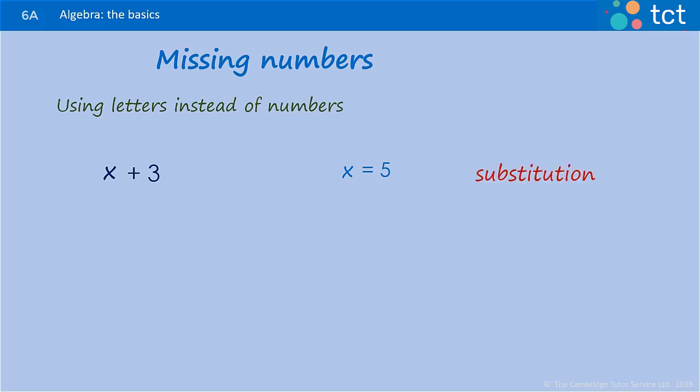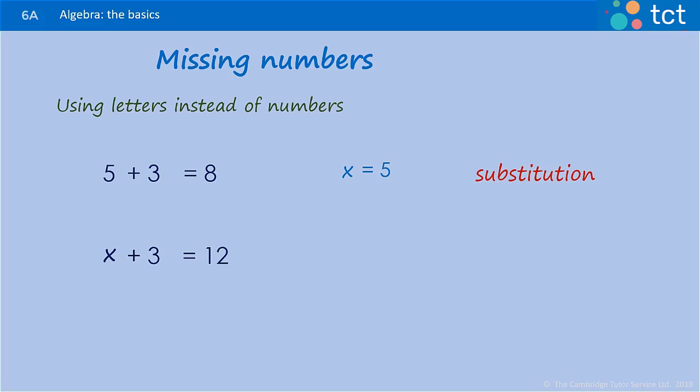We call this substitution. Usually they're a lot more complex than this, and there's more than one letter that's being represented by a number. But all you need to know for a substitution question is that if you know what that letter represents, you just replace it with that number. So we now know that x plus 3 is 5 plus 3, and that's 8.